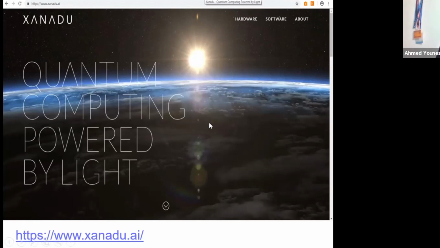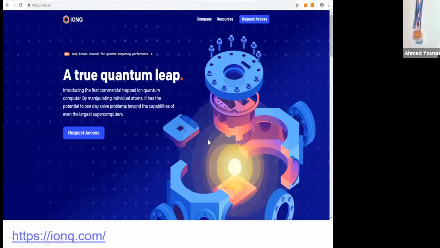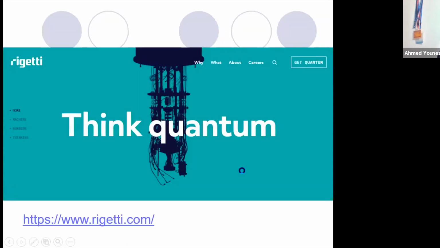Not much on D-Wave. I'm so sorry, Nada. But these are very good quantum computers you can use. You can try them today if you are interested.